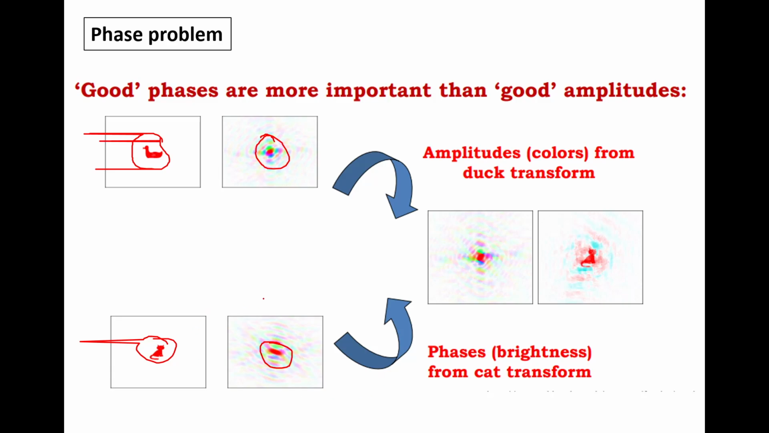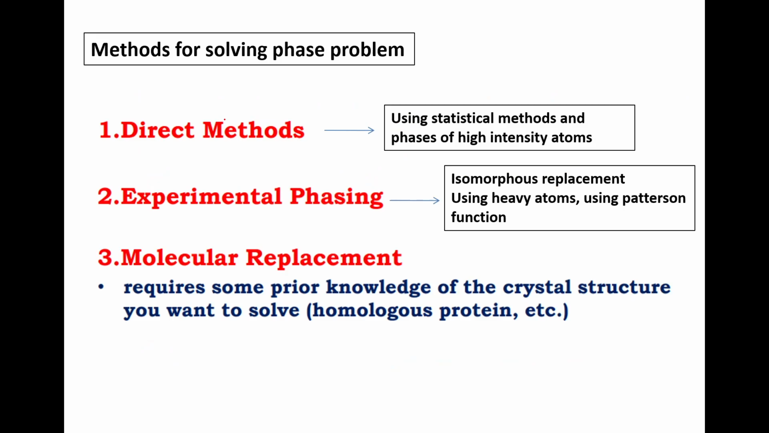Now if you take the phases of the duck and the intensity of the cat, it will form a pattern similar to the duck. If you take the phases of the cat and intensities of the duck, the final result will look like a cat. This is the importance of phase. Whatever may be the intensity, if you can't find the phase, you can't find the final structure. So for finding the phase, people developed different techniques like this, which we will be discussing from there.